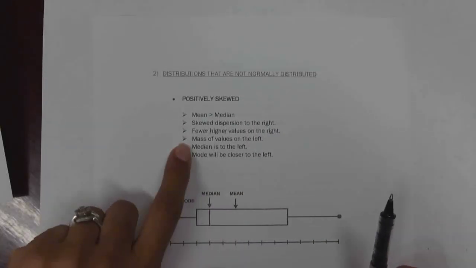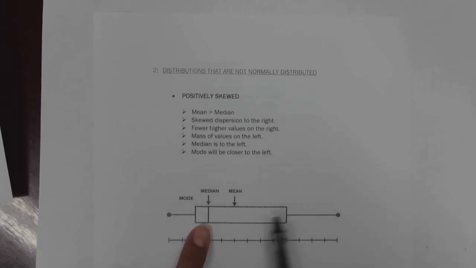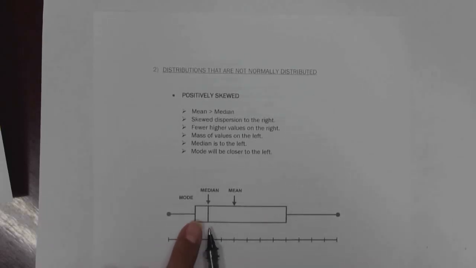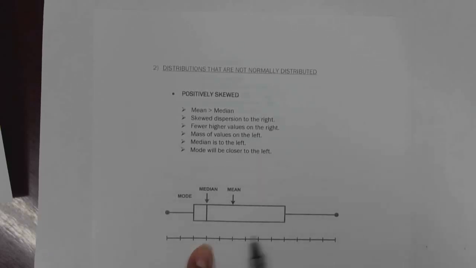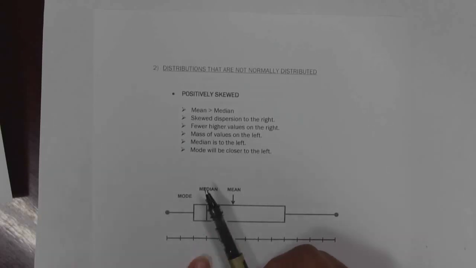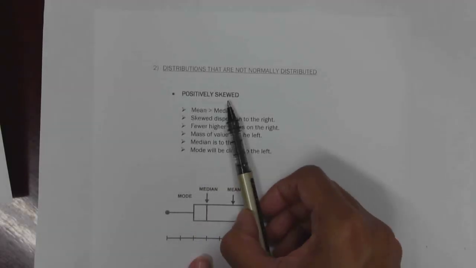Now, what does that actually mean? There are fewer values on the right-hand side. Remember, your median represents 50% of the data. So if you think about it from here to here, it is quite spread out. So it's skewed, it's pulled. This whisker pulls the data to the right-hand side. Hence, we say it is positively skewed.